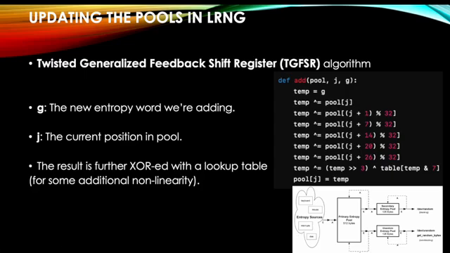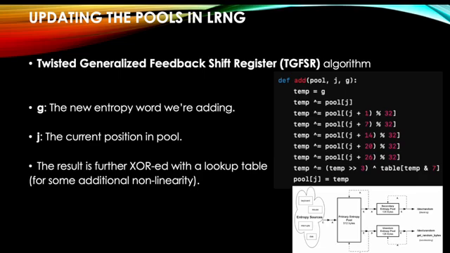Now, let's move on to updating the pools. The LRNG uses 3 pools: primary, secondary, and random pools to store entropy. These pools are updated every time new entropy is added, either from external system events or from internal reseeding. Here's the pseudocode for how entropy is added to these pools using the Twisted Generalized Feedback Shift Register, also called the TGFSR algorithm. This pseudocode shows how entropy is added to the pools.